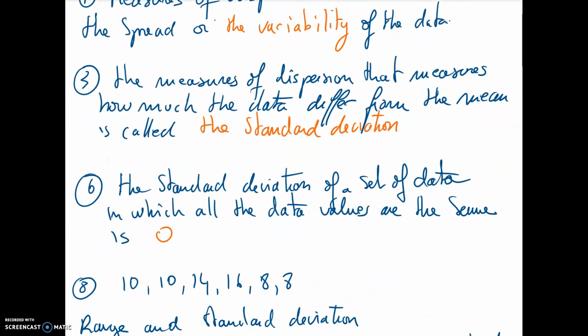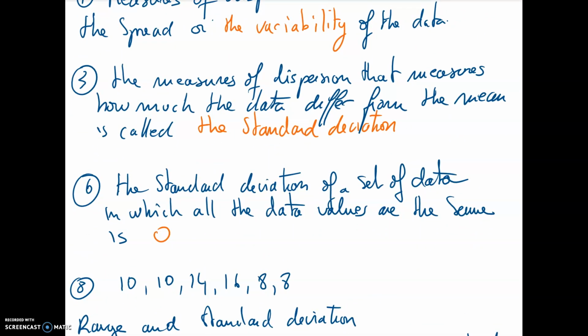Problem number 6, the standard deviation of a set of data in which all the data values are the same is 0, because when you are applying the definition of the standard deviation, you are basically doing the square root of the sum of each data minus the mean squared divided by the number of data minus 1. And if all the data values are the same, the data and the mean will be the same, and the difference between the two will be equal to 0, and so therefore the square root will be equal to 0 as well.